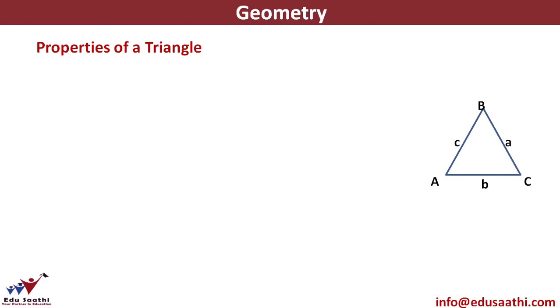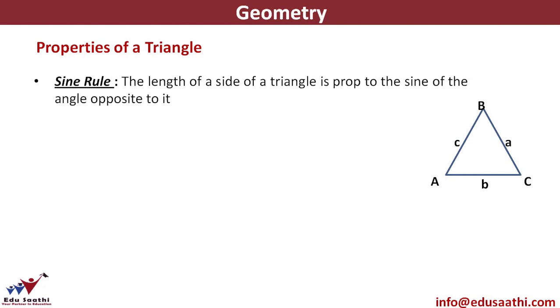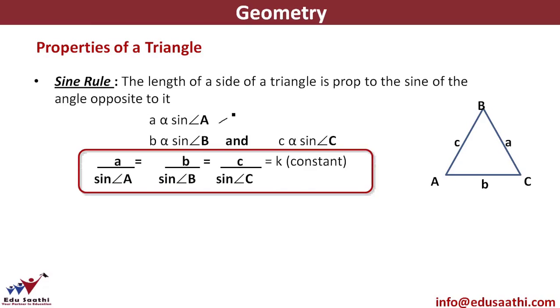Let's look at some of the other properties of triangle. Sine rule. The length of a side of a triangle is proportional to the sine of the angle opposite to it. Now what does this mean? The length of side A would be proportional to the angle opposite to it. Opposite to side A, there will be an angle A. That's why we have named them like this. So A will be proportional to sine of the angle opposite to it. Similarly, B will be proportional to sine of the angle B. C will be proportional to sine of the angle C.